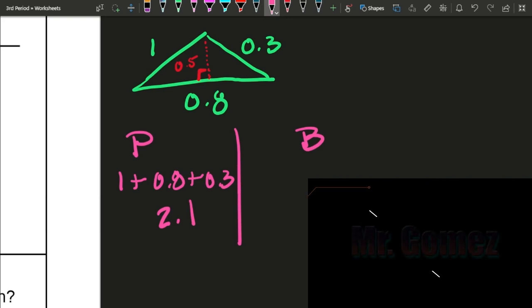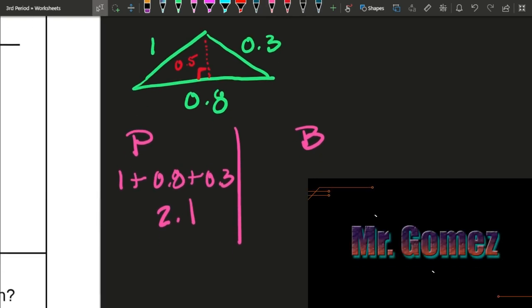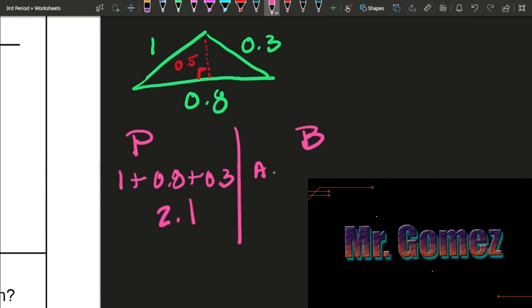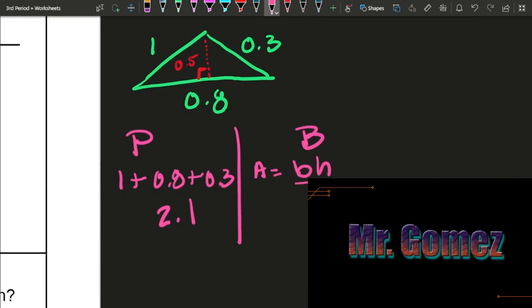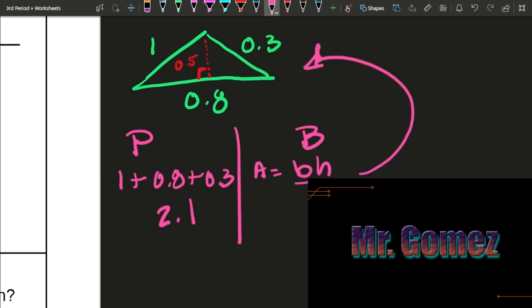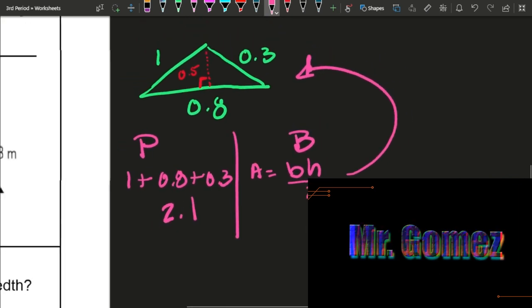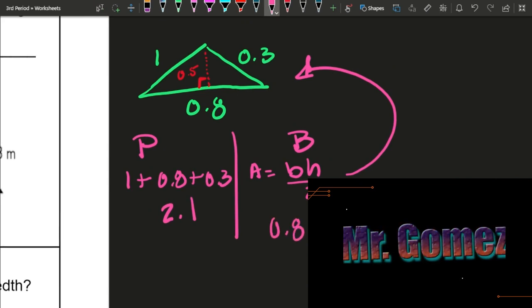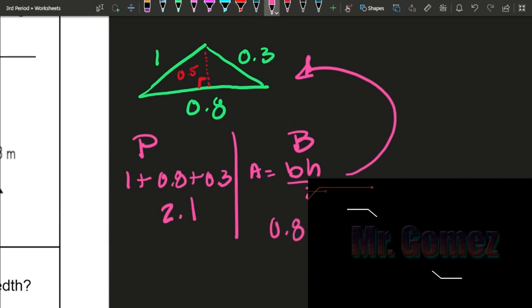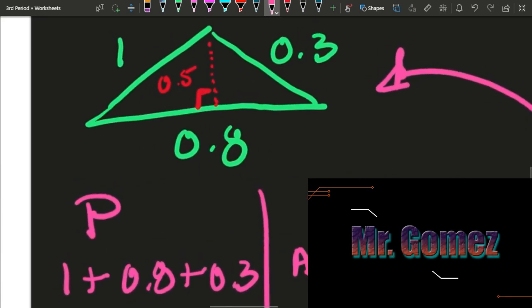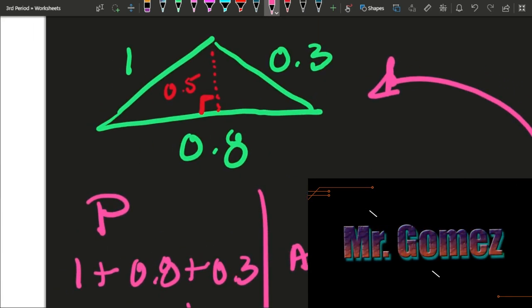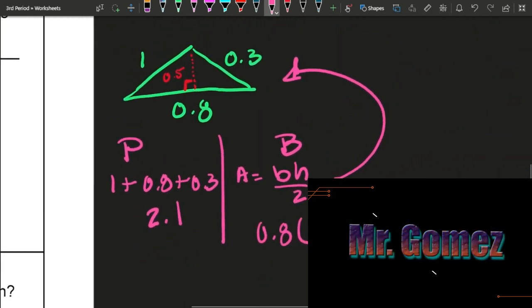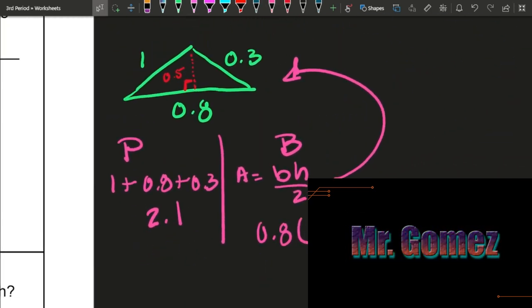Now for the area of the base, again, we are only looking at this, so we need the formula for the triangle, which is base times height divided by 2. We're not looking at the prism right now. So let's look at this one. What is the base? 0.8. And what is my height? It's the distance from the bottom to the peak, which is 0.5. Very good. Do not use either 1 or 0.3. Those are slant heights. We don't need that.